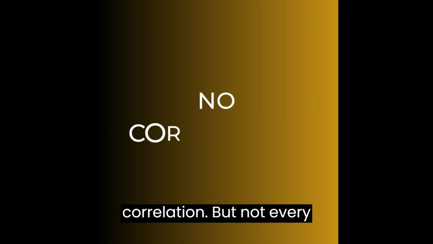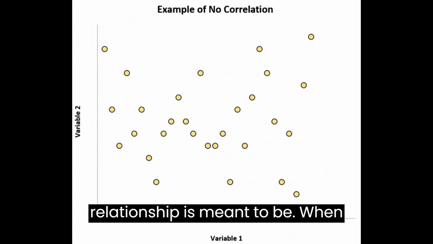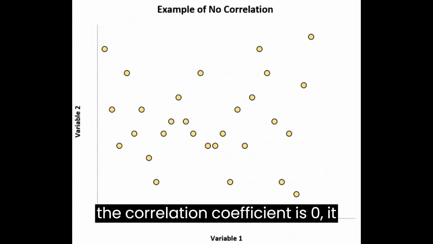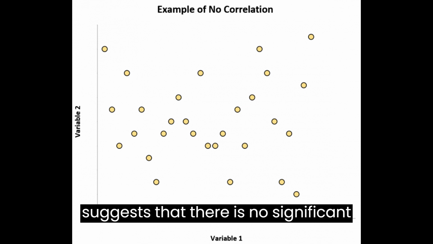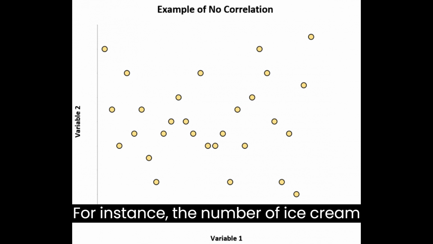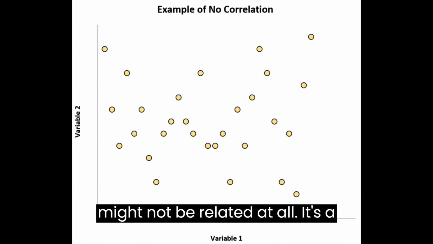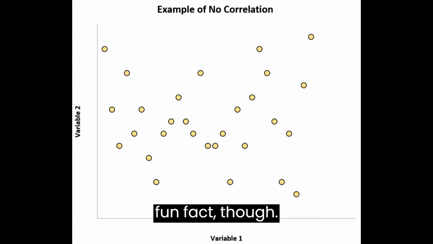No correlation. But not every relationship is meant to be. When the correlation coefficient is 0, it suggests that there is no significant connection between the variables. For instance, the number of ice creams sold and the number of shark attacks might not be related at all. It's a fun fact, though.